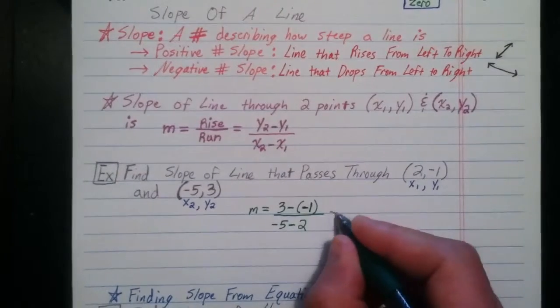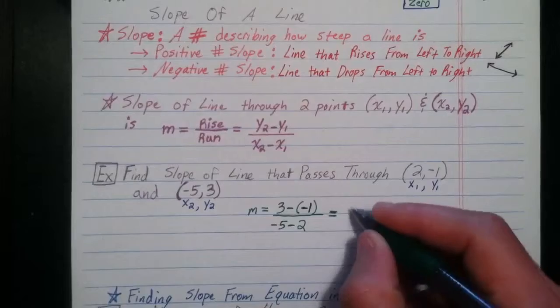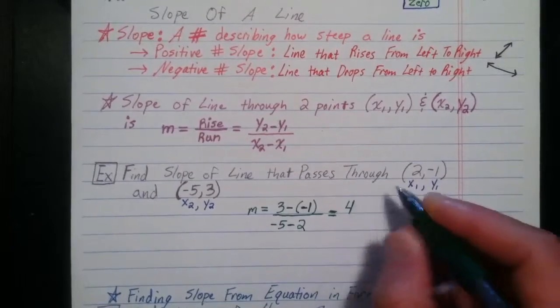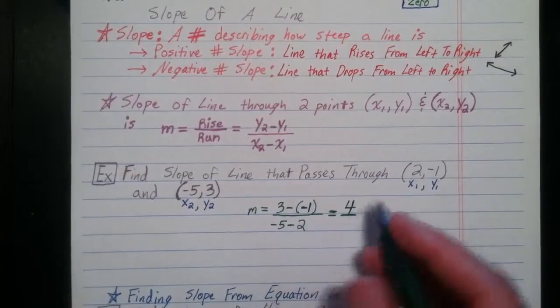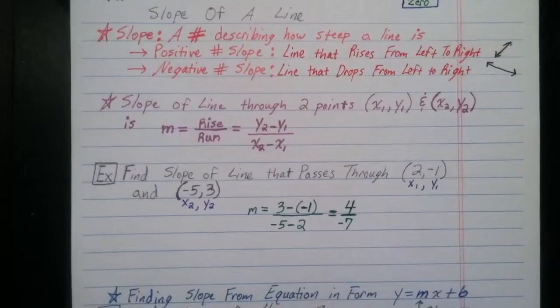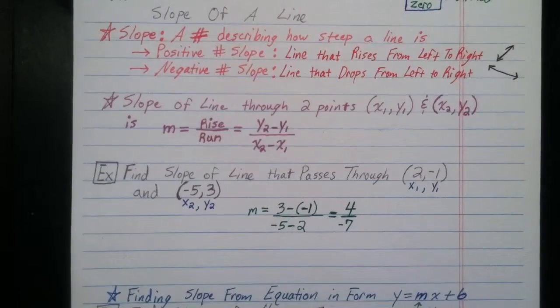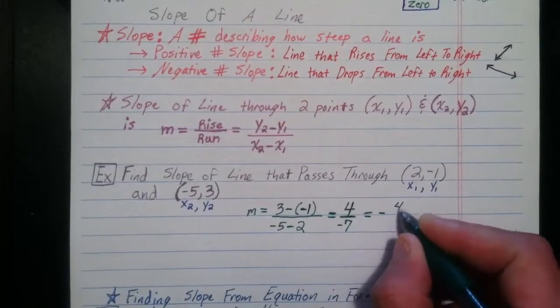So going ahead and subtracting in our numerator and denominator, 3 minus negative 1 is the same as 3 plus 1. That's going to give us a positive 4. Negative 5 minus 2 down below is going to give us a negative 7. So 4 over negative 7, same thing as saying a negative 4/7 slope.